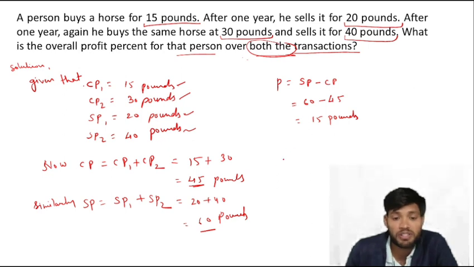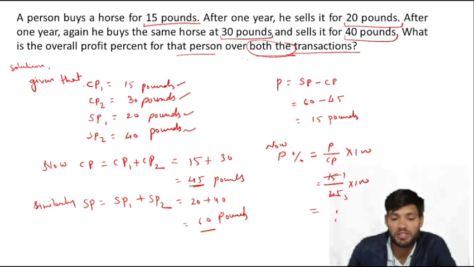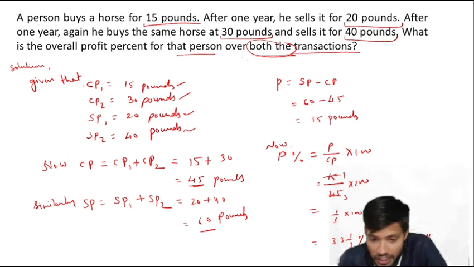Now profit percentage, how can we calculate? Profit percentage is equal to profit upon CP into 100. Substituting the values, profit is 15 and CP is 45, into 100. 15 ones are 15, 15 threes are 45. That means 1 by 3 into 100 is equal to 33 1 by 3%. If we solve further, it will become 33.33 or 34%. Both answers are valid.